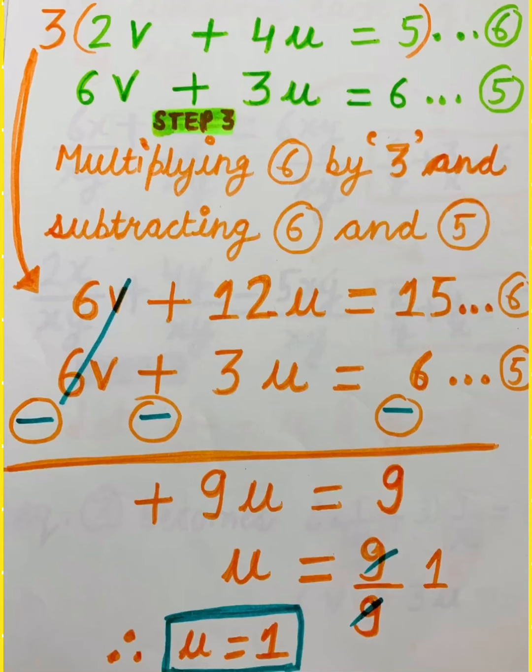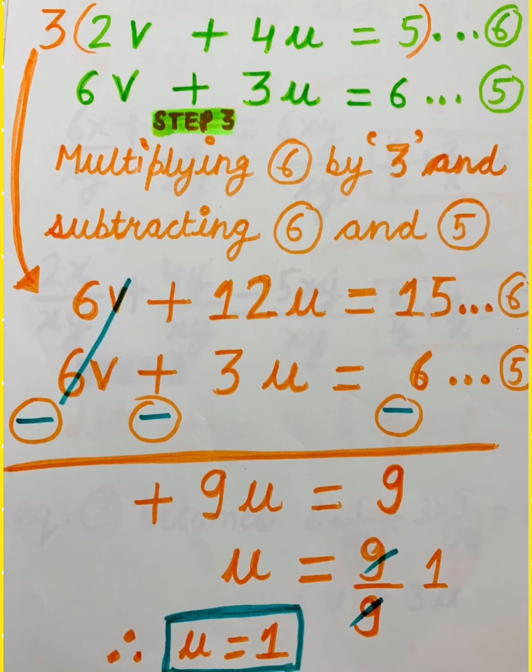Plus 6v will become minus 6v, plus 3u will become minus 3u, equal to 6. 6 will become minus 6. Now 6v will be cancelled because one is a positive term and one is a negative term, and the coefficient is the same, the variable is the same, so it will be cancelled.